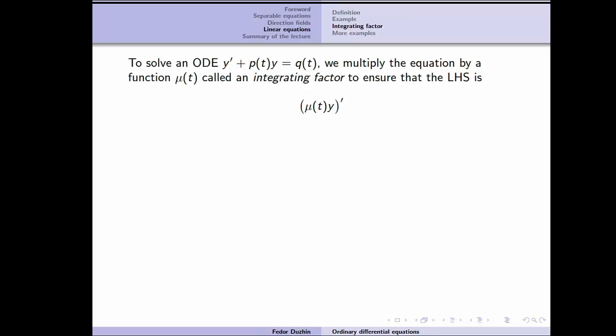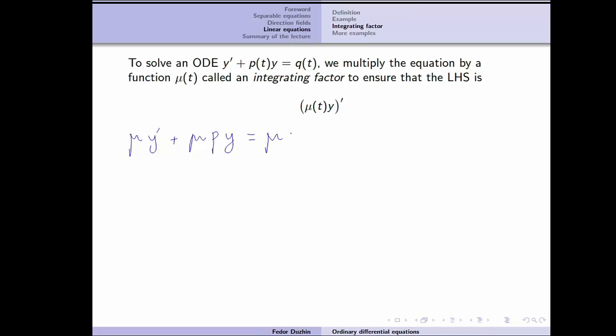Right, so the idea is that we want to multiply our whole equation by some unknown function mu of t, which is called the integrating factor, to ensure that the left-hand side is just as we want it to be. So what happens if we multiply the whole equation by mu of t? Then the left-hand side becomes mu y prime plus mu p y. Now I'm skipping the of t, so I hope it's alright. Now instead of g of t, the right-hand side became q of t. Well, I hope it's not a big deal either.